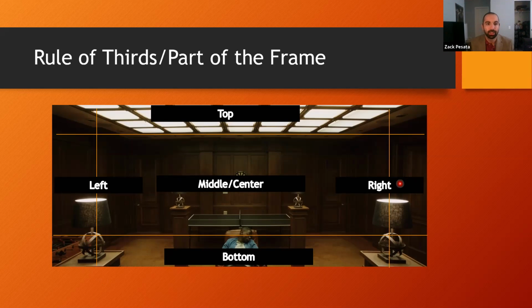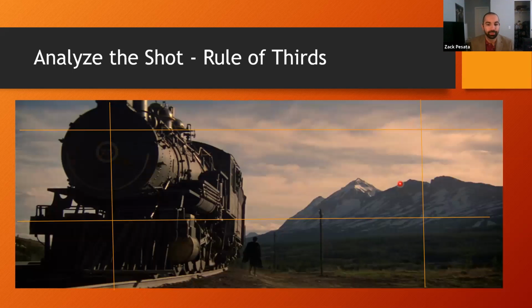Okay, we're going to do another example. So we have 1, 2, 3. I'm going to count this as 4. We have 4 major subjects: the train, the person, the mountains, the sky. My rule of thirds grid is a little goofy on here. I did a better job on this one, but it gives you a general idea.